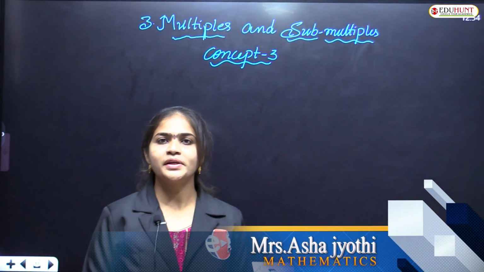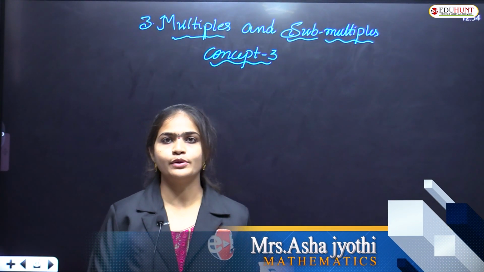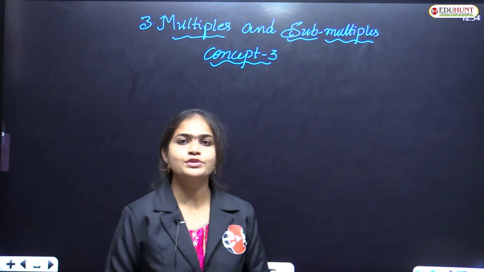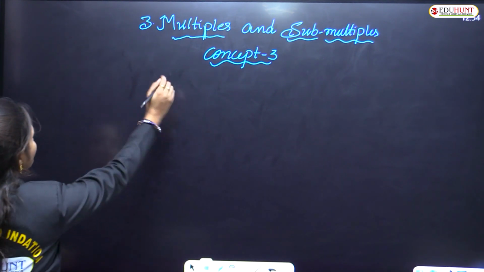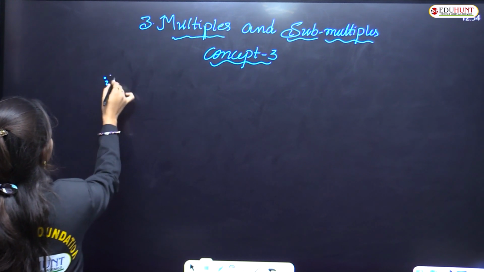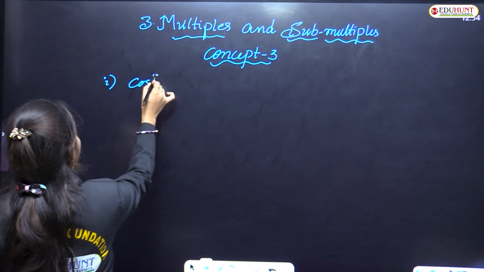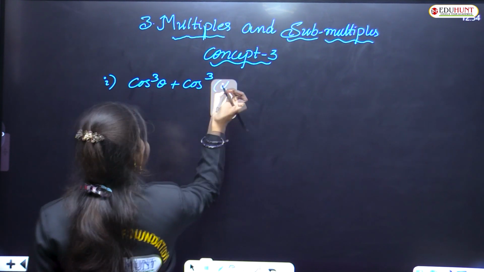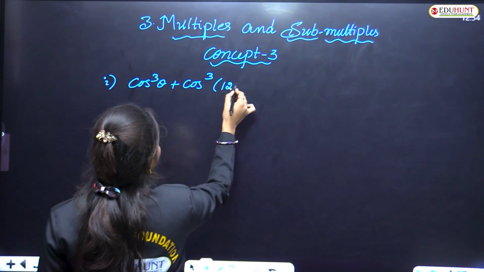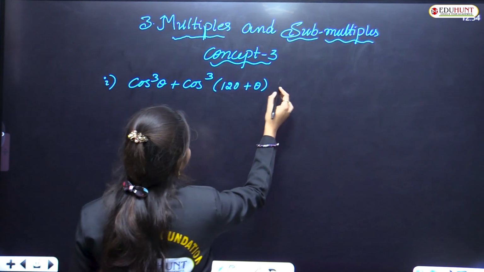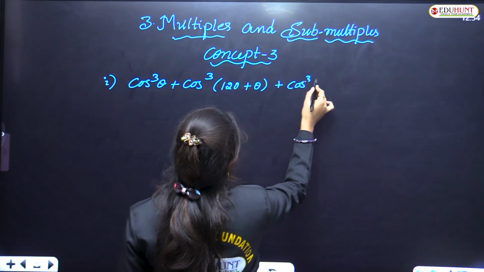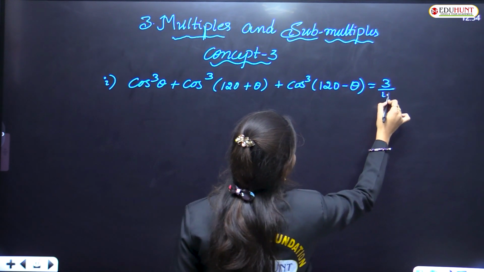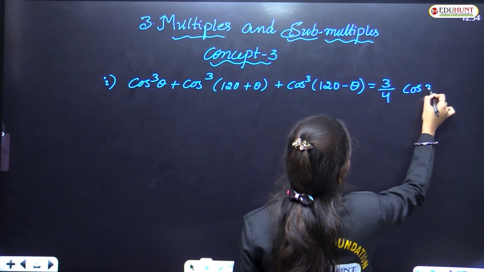Hi children, in the previous two videos we learned four proofs, no? So here we have the last two proofs now. The first one is cos cube theta plus cos cube 120 plus theta plus cos cube 120 minus theta, which is equal to 3 by 4 cos 3 theta.